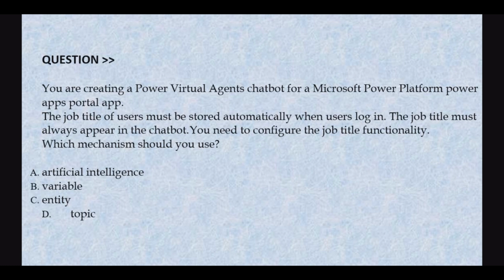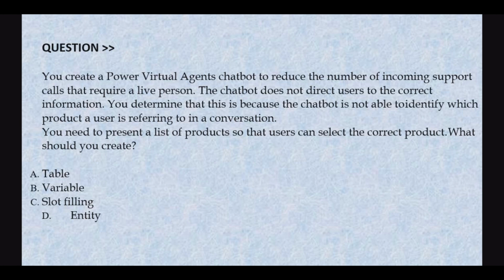Option A, artificial intelligence. Option B, variable. Option C, entity. Option D, topic. Correct answer is option B. Moving to the next one.